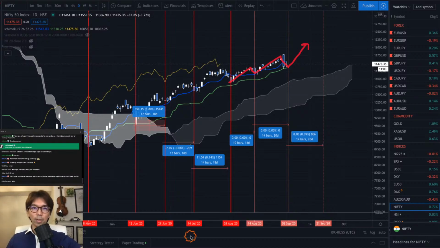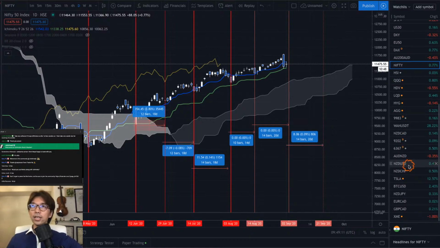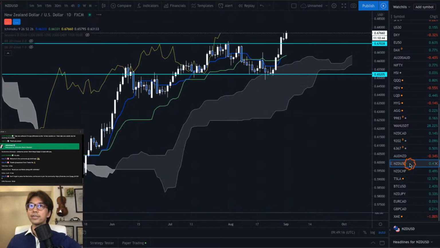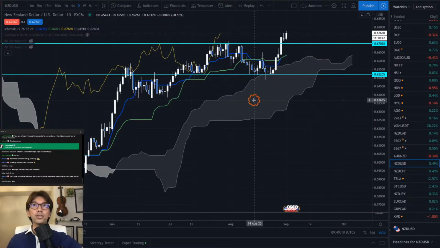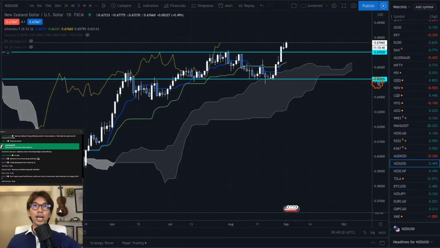Okay, so yeah, that's my analysis on this Nifty 50 now. So let's switch it to NZD USD and NZD JPY now. Then we're gonna end the live for today. So NZD USD is here. So daily chart, okay, this is N wave, right? This is consecutive N wave.